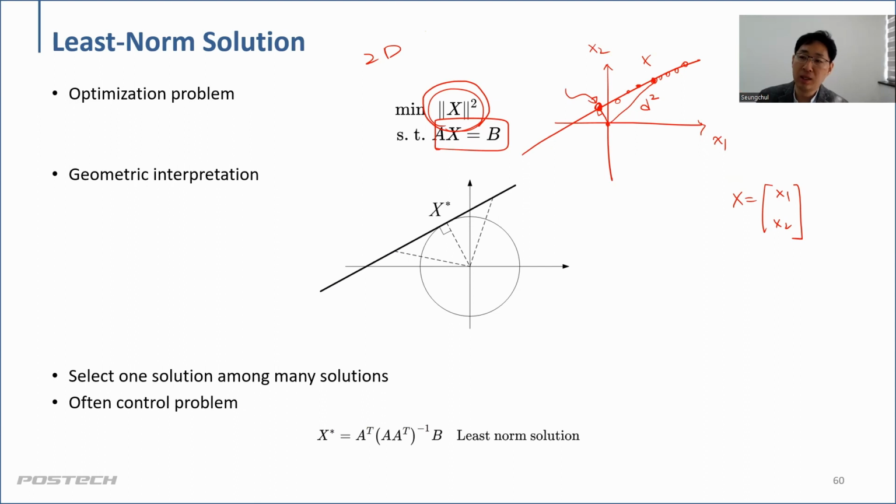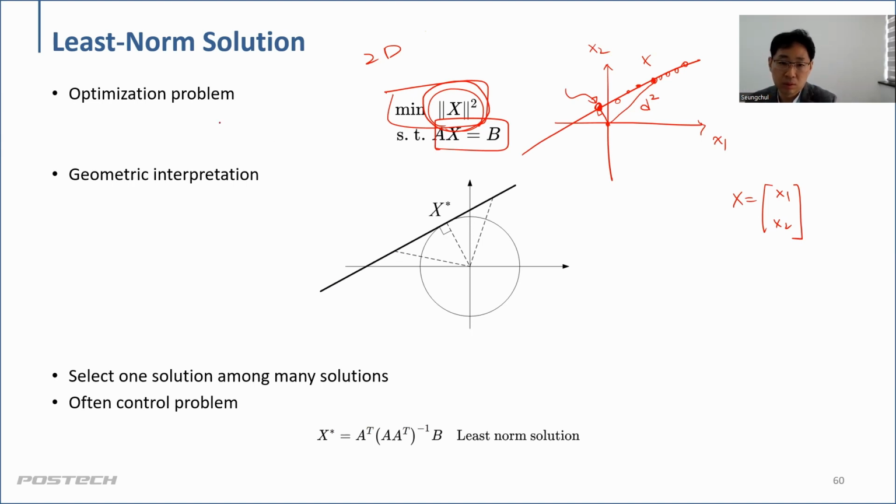Here again, it's an optimization problem. There are many solutions, but the optimal solution is only one. What do I mean by optimal? That's the definition that I define: I want to minimize the distance in the sense of Euclidean distance.